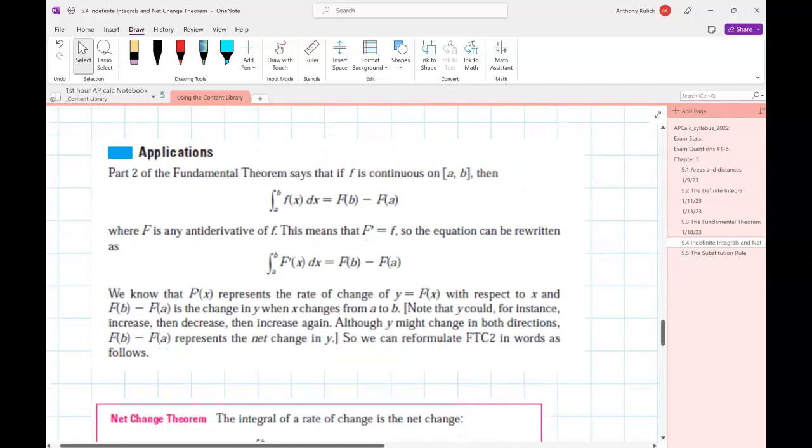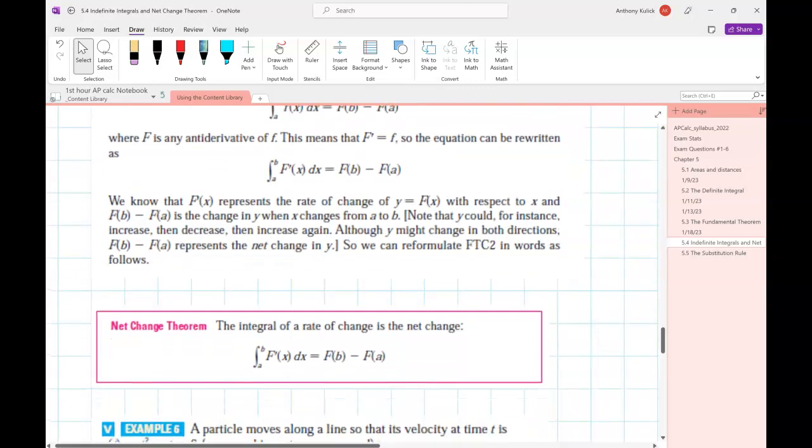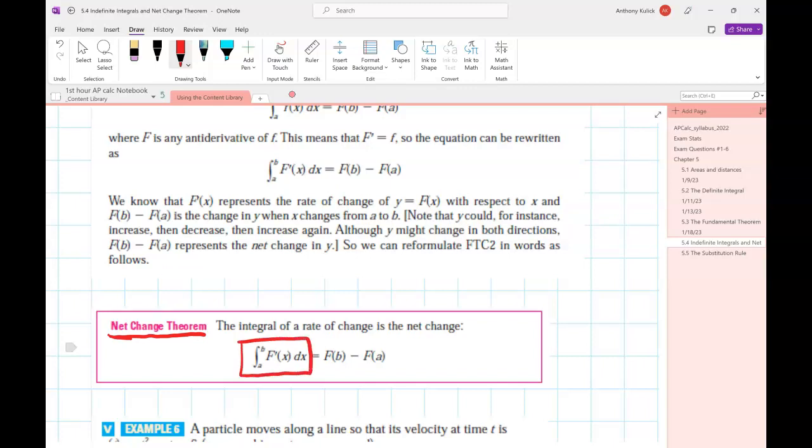So we have part 2 of the fundamental theorem of calculus. We can also think about this in an application setting. If we're looking at the net change of something, that's like the accumulation from some rate. So I can do that by just integrating that rate from some starting time to some ending time to get the total amount accumulated, the net change in some quantity.